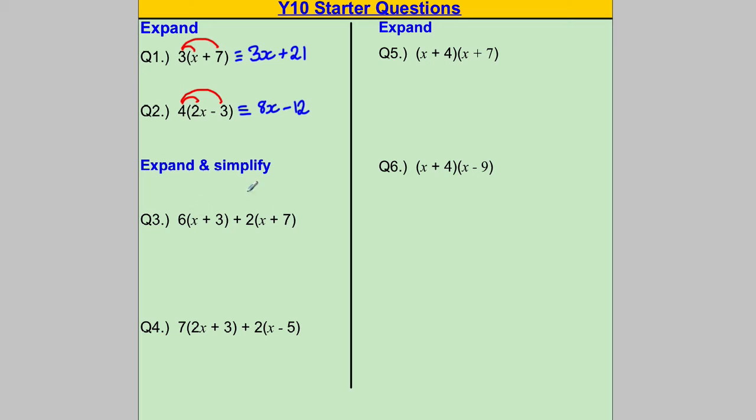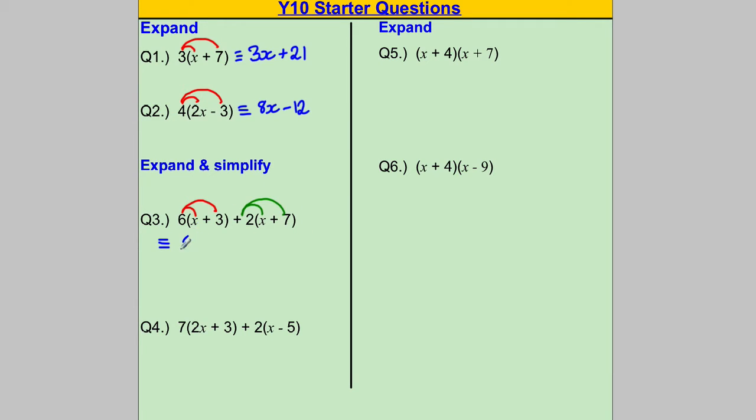Right, expand and simplify. We've got 2 single brackets here, so we've got to expand each one and then collect like terms. So let's do that piece by piece. 6 multiplied by x and then 6 multiplied by positive 3, and we're going to do positive 2 multiplied by x and positive 2 multiplied by positive 7. So 6 multiplied by x, let's write it directly underneath it. Let's use an identity sign here, and then write directly underneath so we can compare.